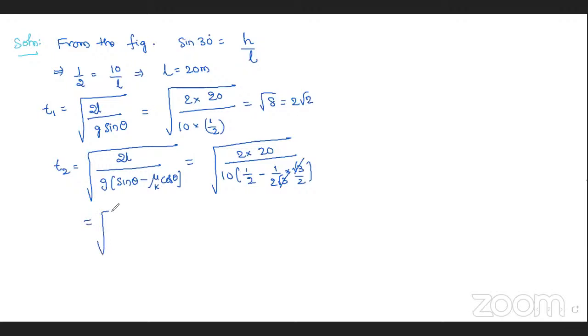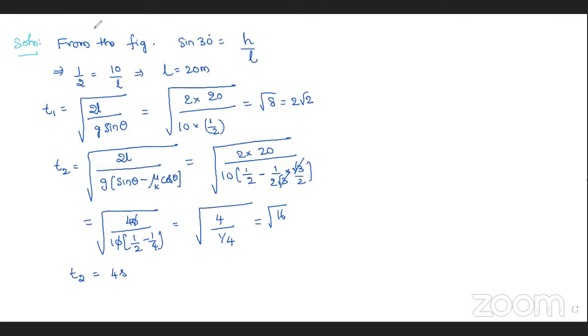I am getting the numerator root of 40 divided by 10 into half minus 1 by 4. This is root of 4 by, half minus 1 by 4. After taking LCM, 4 minus 2 by 4, that is 1 by 4. So half minus 1 by 4 is 1 by 4 only. This is equals to root of 16, which implies T2 is equals to 4 seconds.